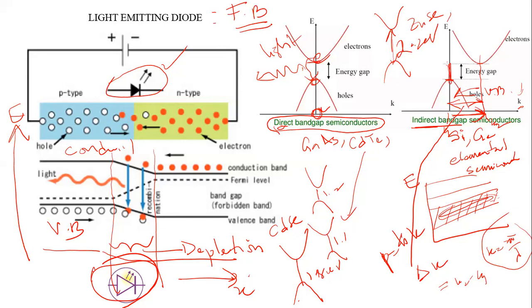So when you have a forward bias connection in these light emitting diodes, the diode here is made up of what are called direct semiconductors, like gallium arsenide, cadmium telluride, cadmium selenide, zinc selenide, cadmium sulfide, zinc sulfide. There are various direct band gap semiconductors, compound semiconductors.